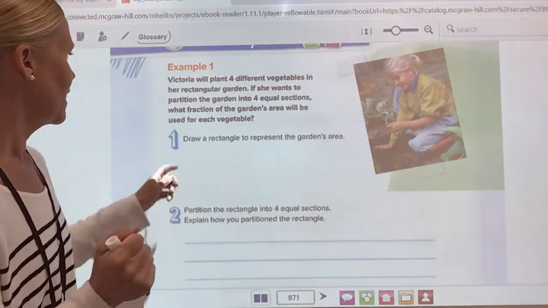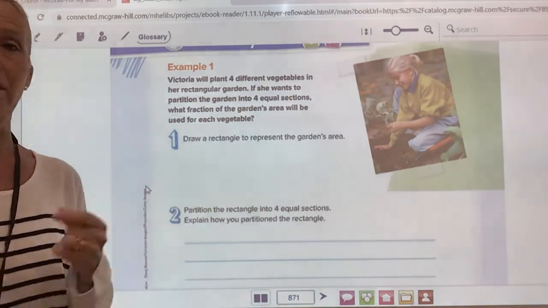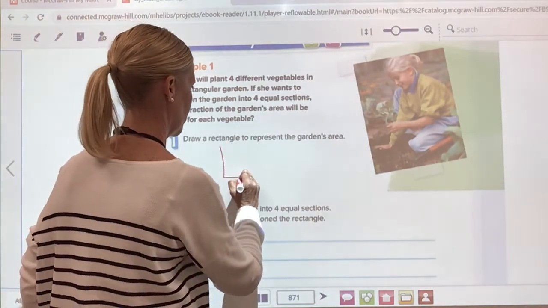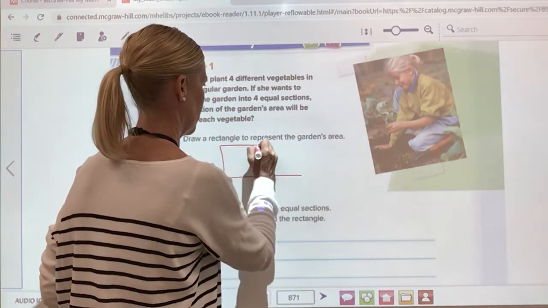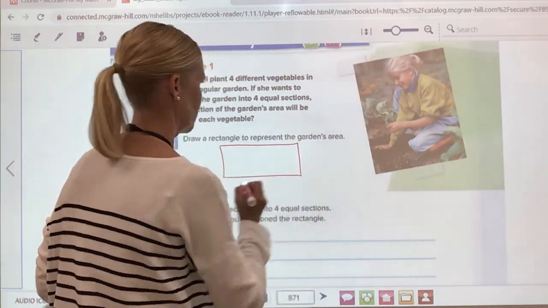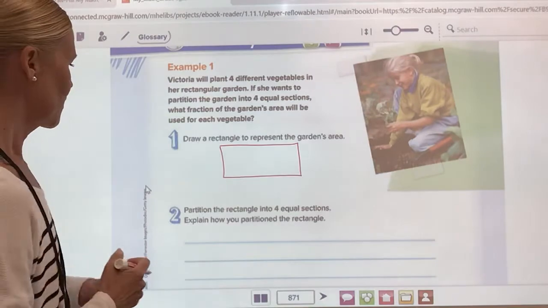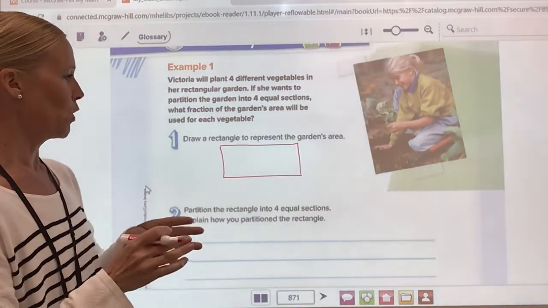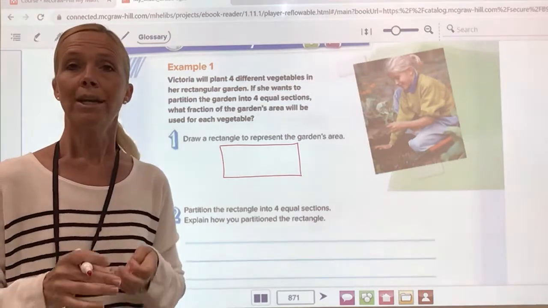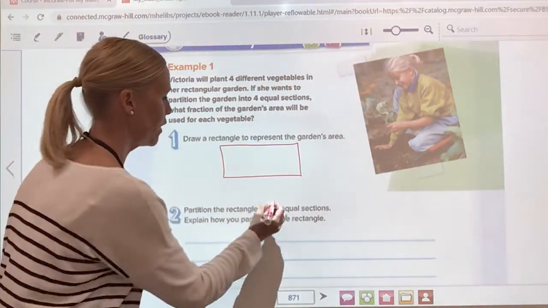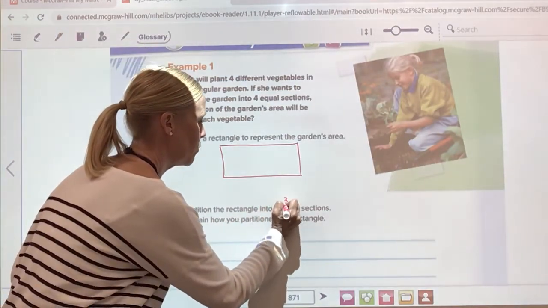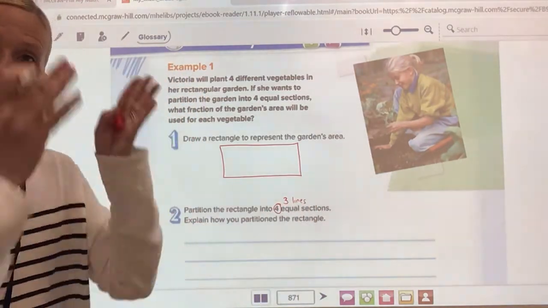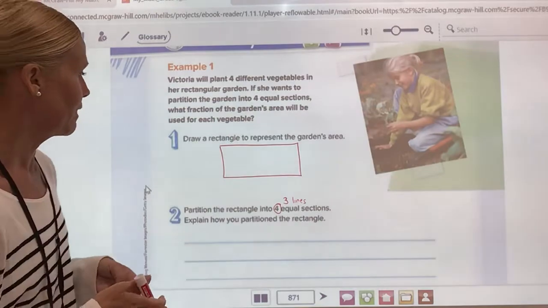So the first thing they say is draw a rectangle to represent the garden's area. Okay, so we'll draw a rectangle. Simple enough. Second direction. Partition the rectangle into 4 equal sections. Now, we know if we want 4 equal sections, I'm going to have to draw 3 lines to get 4 equal sections if we're dividing them up and down like that.